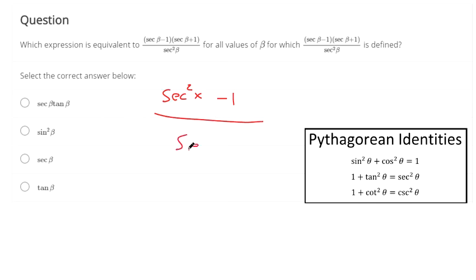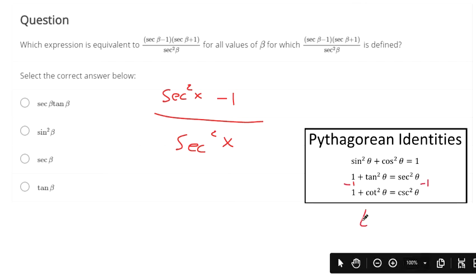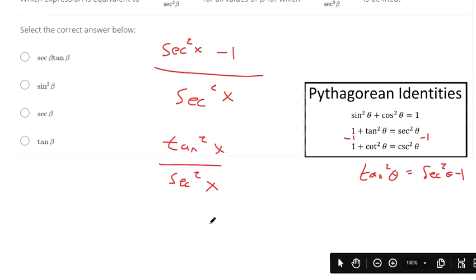And if we divide that by secant squared x, this sounds like a trig identity. I'm just going to subtract 1 from both sides here to get tangent squared theta equals secant squared theta minus 1. So the top is tangent. And the bottom is still secant, so we haven't simplified anything. Well, we haven't made anything cancel out yet. But you can rewrite this as tangent squared x divided by secant squared x.